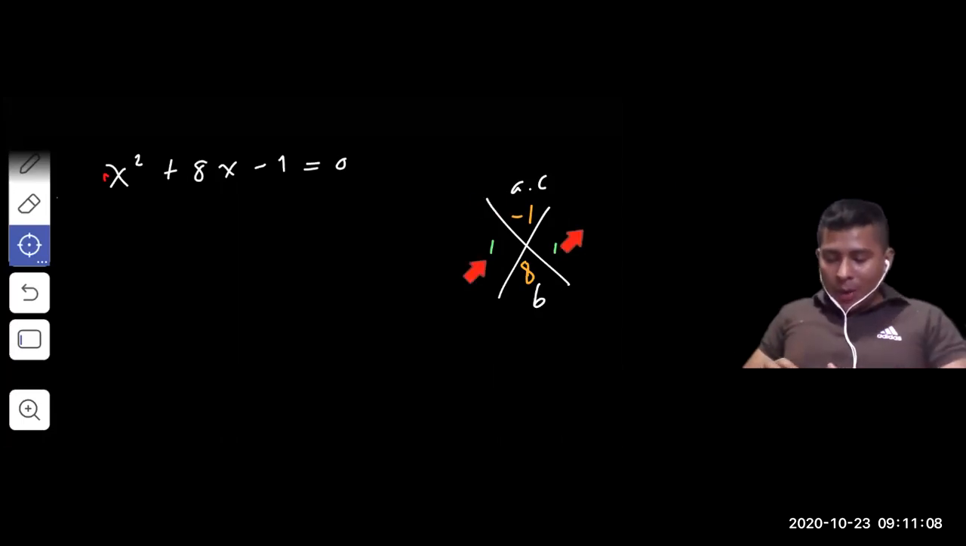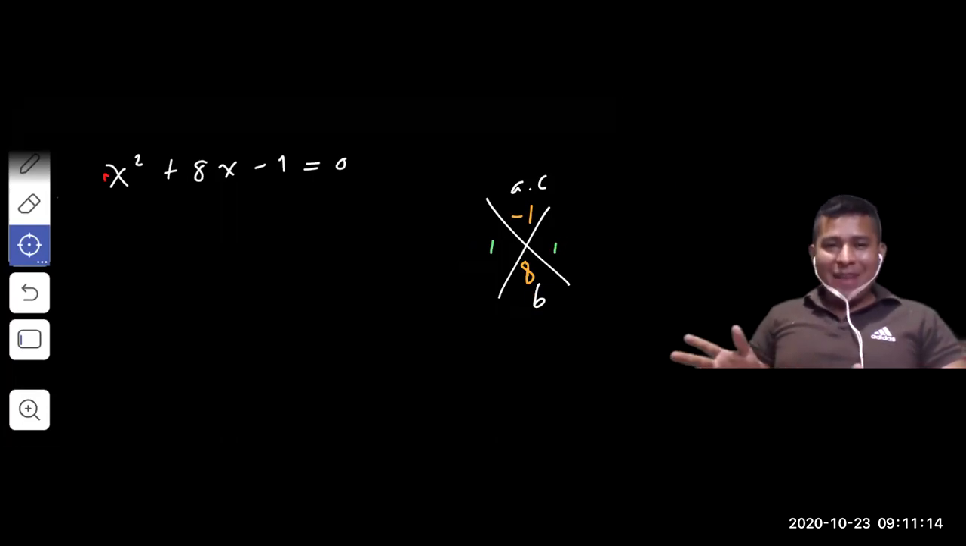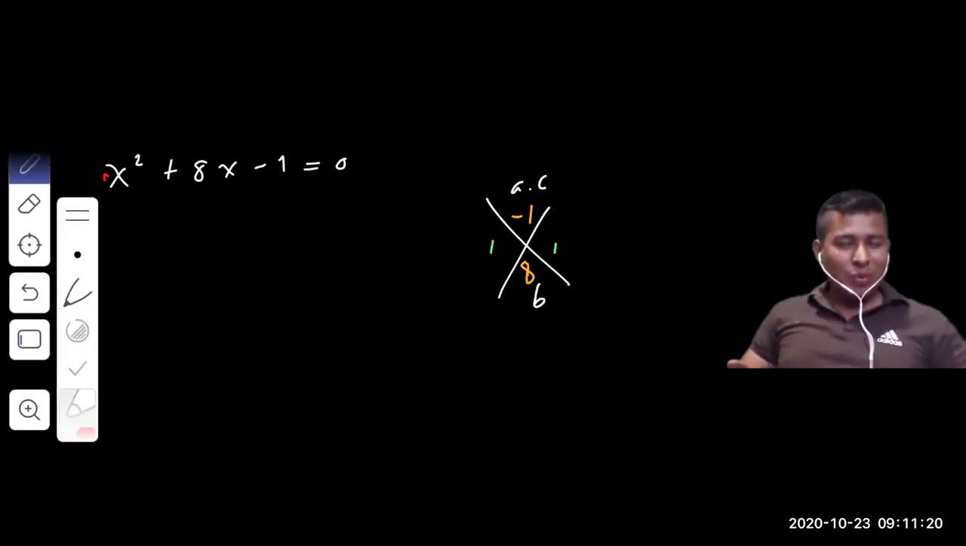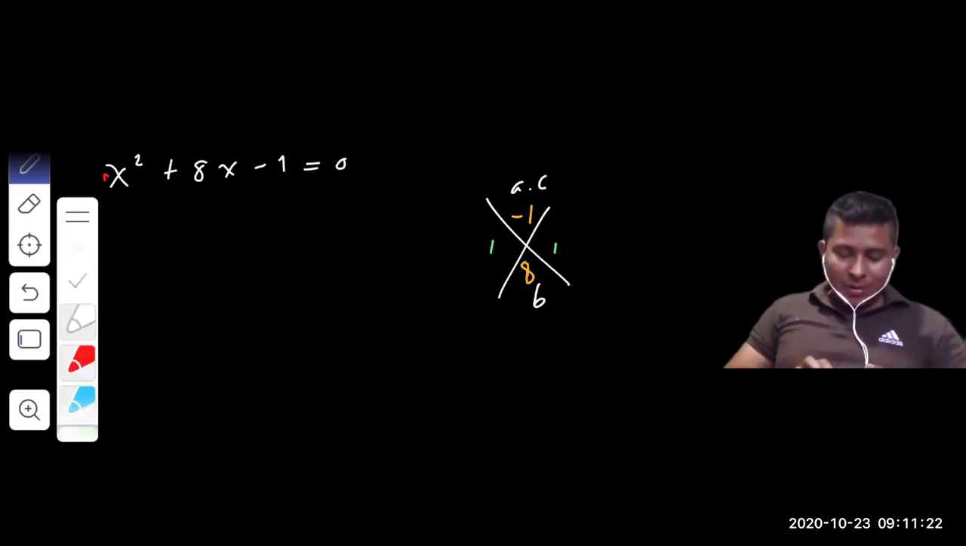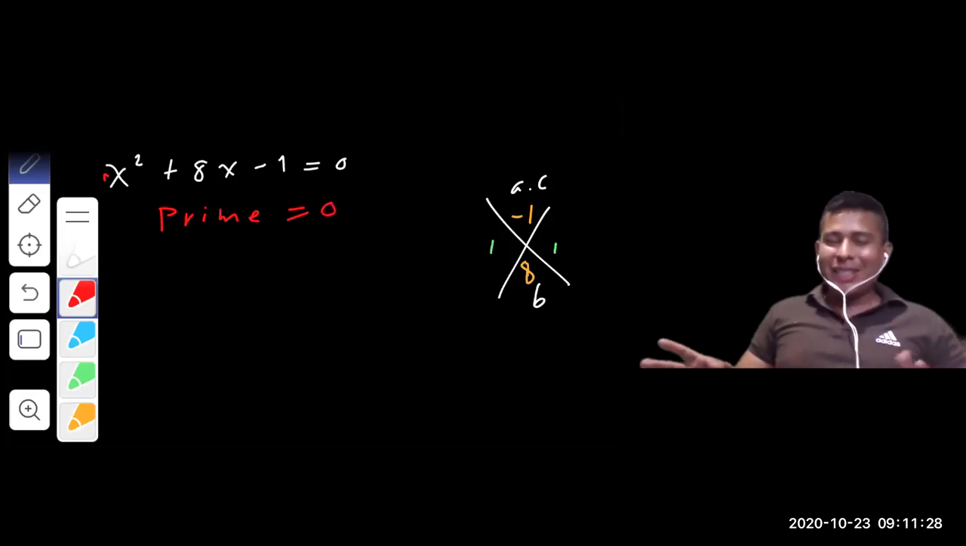Now, using 1 and 1, is it possible to get 8? No. That's not going to be possible. Okay, what do you say for this, guys? This is a prime, right? It's a prime trinomial. It's prime because you cannot factor it. But prime equals 0. Is that going to be your answer?